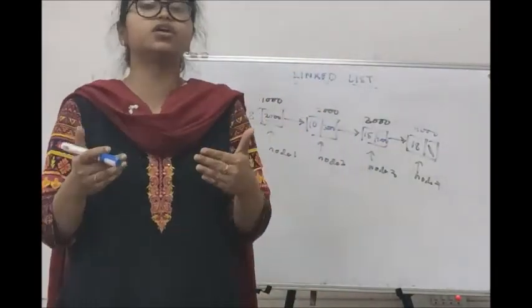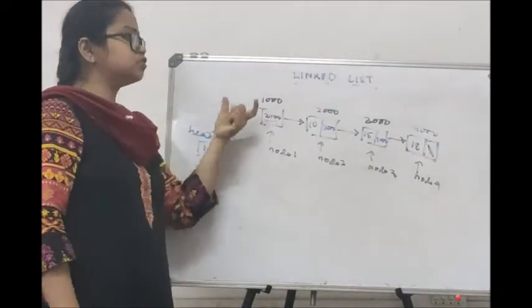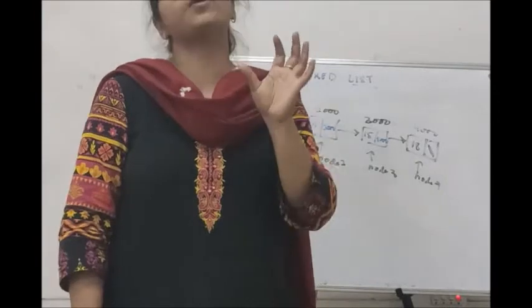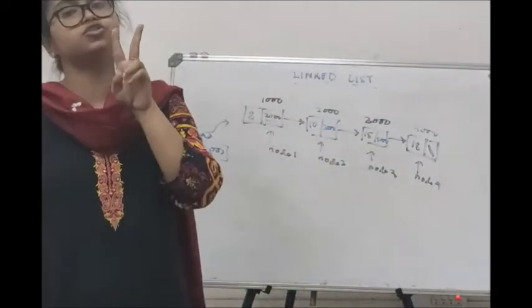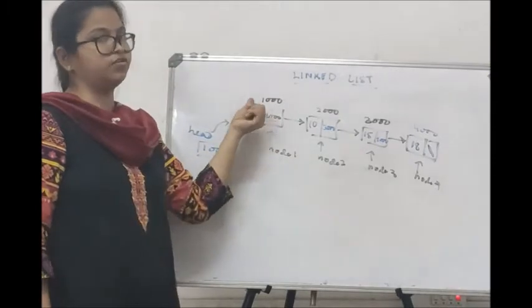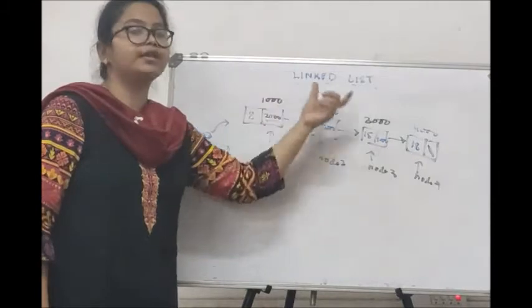This is an introduction class to linked list. So basically, a linked list is a list of nodes which are connected via what? Through address. Because a node has two parts: one is the data part and the other is the address part. Through this address part, we can link to another node.